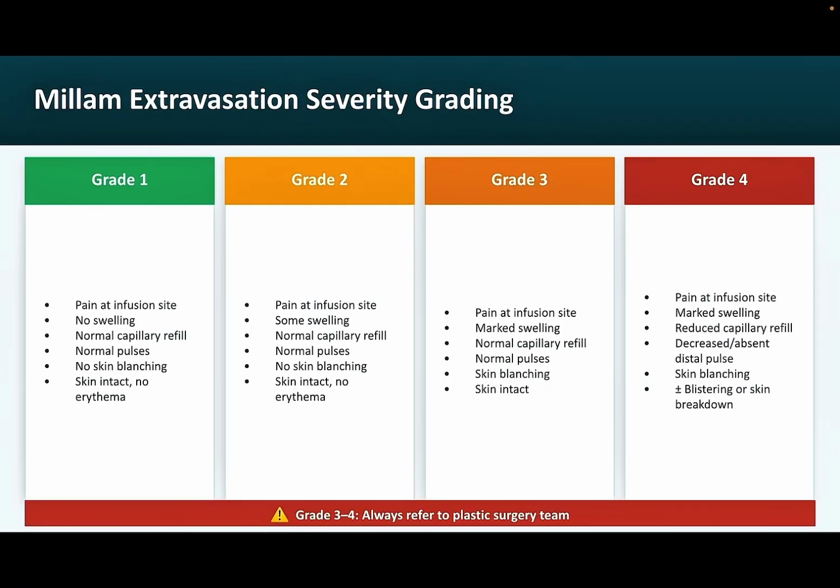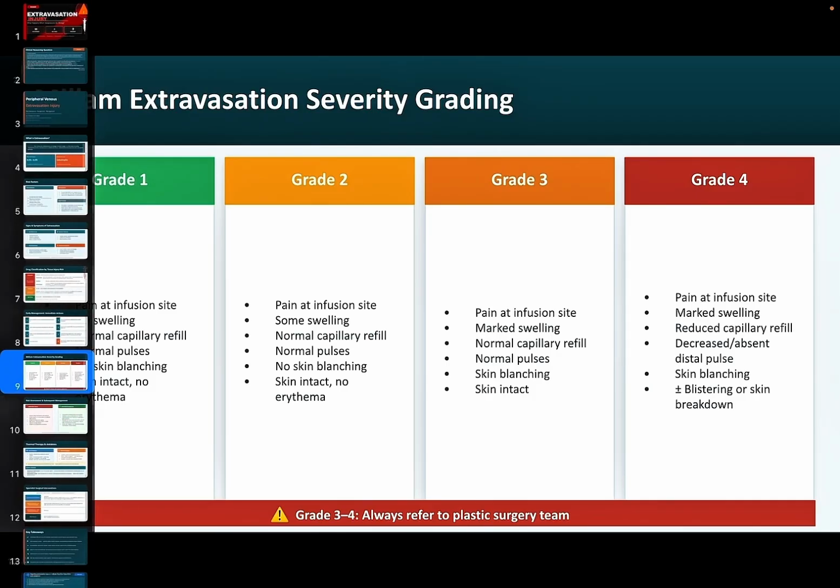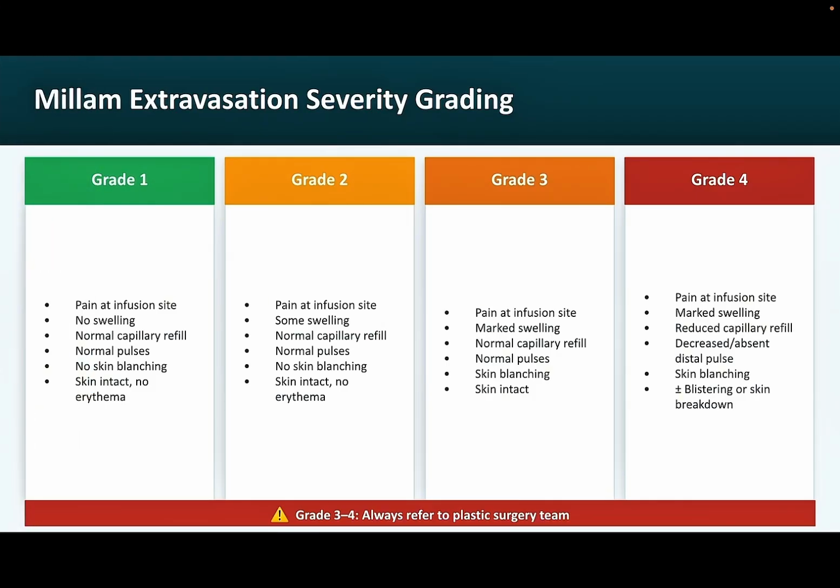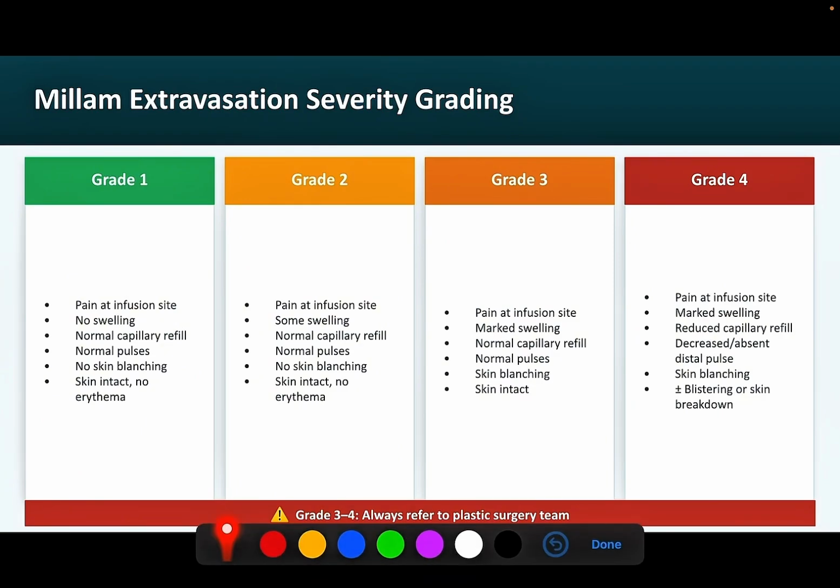This is the Millam extravasation score. There are 4 gradings. All 4 gradings show pain at the infusion site. In grade 1, there's no swelling, and in grade 2, some swelling is there. In grade 3, marked swelling is there, and in grade 4, again marked swelling is there. Capillary refilling time is normal up to grade 3, but it is reduced in grade 4. And pulses are normal up to grade 3; if they are decreased or absent, it is grade 4.